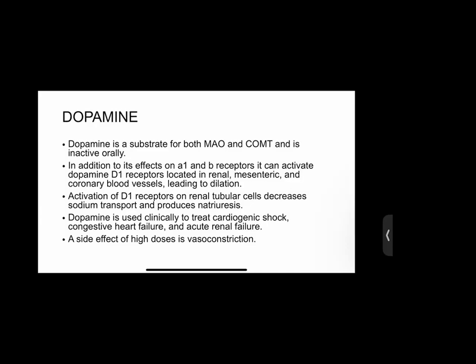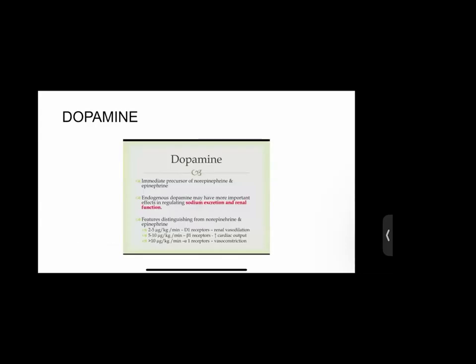And one of the side effects in high doses is vasoconstriction. There is something very important about dopamine, the features distinguishing it from norepinephrine and epinephrine. At low doses of dopamine, it acts on the D1 receptors that will give us renal vasodilatation. So like patients with cardiogenic shock and hypoperfusion with AKI, when dopamine is given in low doses.